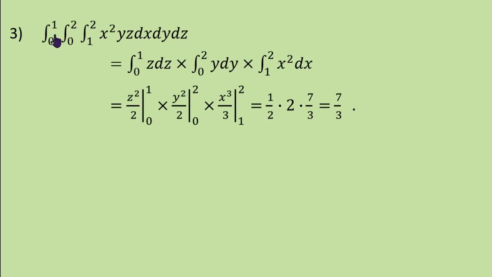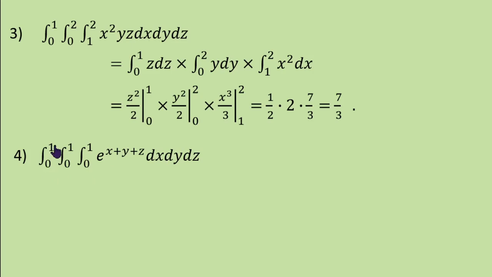So the integral of 0 to 1, 0 to 2, 1 to 2 x square y z dx dy dz is 7 by 3. So it's very simple. Since this is a product, separate the variables and the limits are constant. Just separate the variables and integrate. Answer is 7 by 3. Same type, one more question.